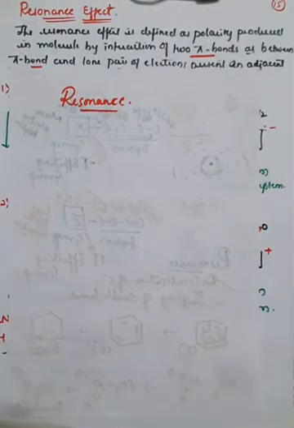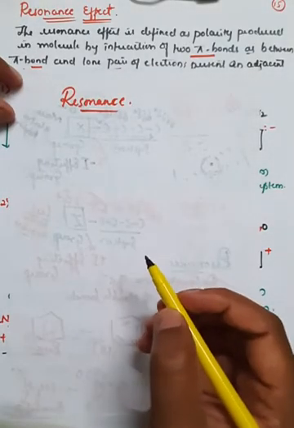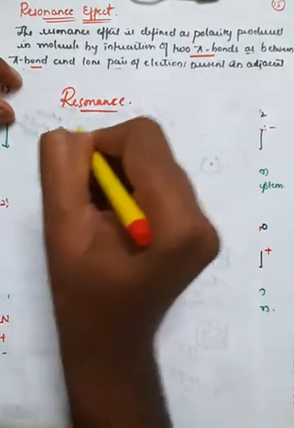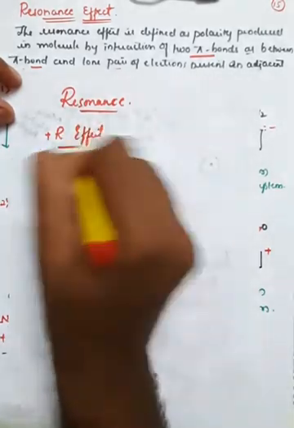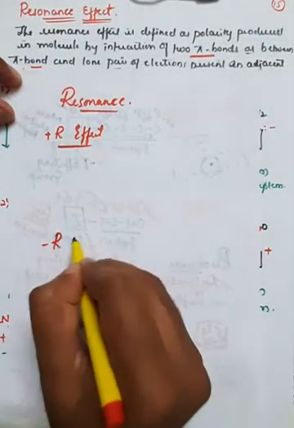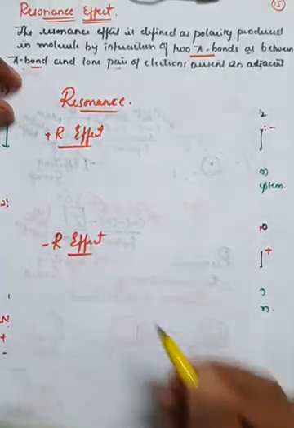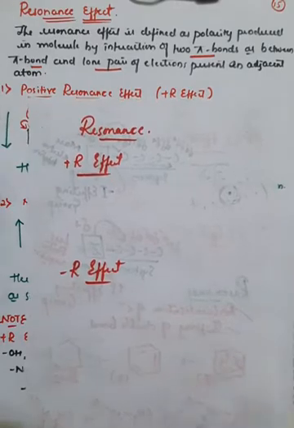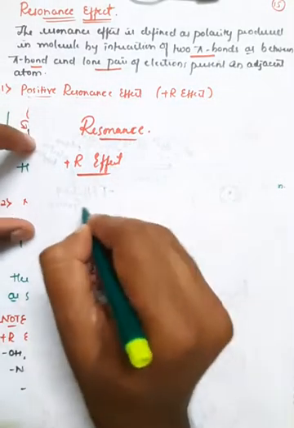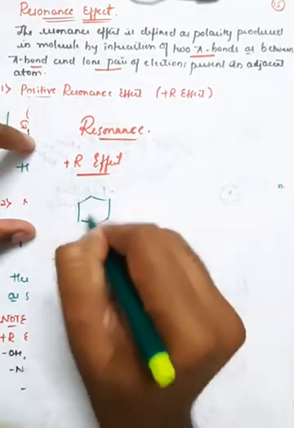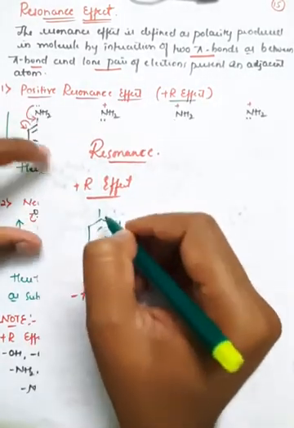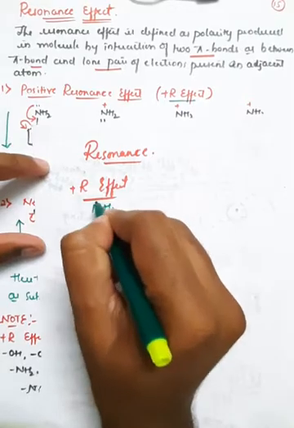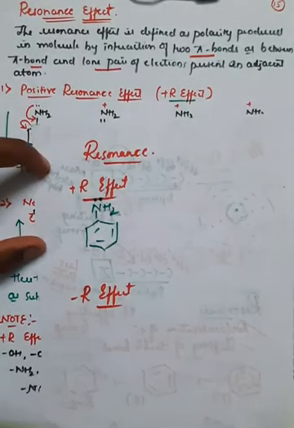In the case of resonance effect, there are two types. One is called the plus R effect, and the second one is called the minus R effect. If you take the example of benzene, we'll take the example of benzene here. Benzene is bonded with the NH2 group. NH2 is having a lone pair of electrons.